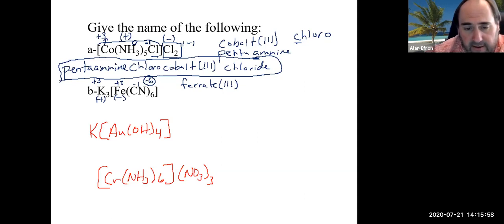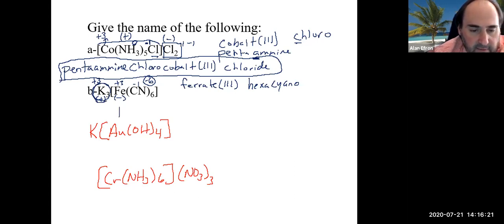In terms of our ligands that are there, we have 6 of the cyanides. Prefix for 6 is hexa. Cyanide becomes cyano. And that takes care of our complex ion part. Again, here, our counter ion, even though there's 3 of them, will be named just like normal.